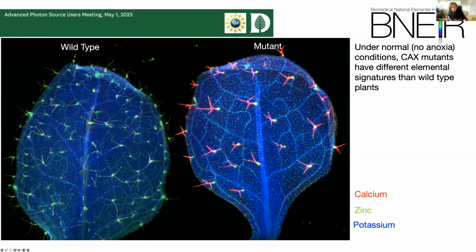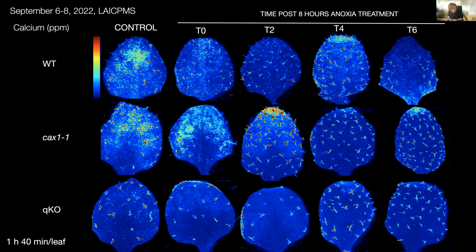Now this is, again in detail, the big image that we're seeing of the wild type and the mutant. So we know that there is a difference in the baseline distribution of elements in these two. We decided to try laser ablation ICP-MS because this allowed us to image 1 hour 40 minutes per leaf, as opposed to 2 or 3 hours at the synchrotron. So we did take definitely a hit in the resolution, but what we were able to do with laser ablation ICP-MS was speed up how many leaves we could image over what period of time.